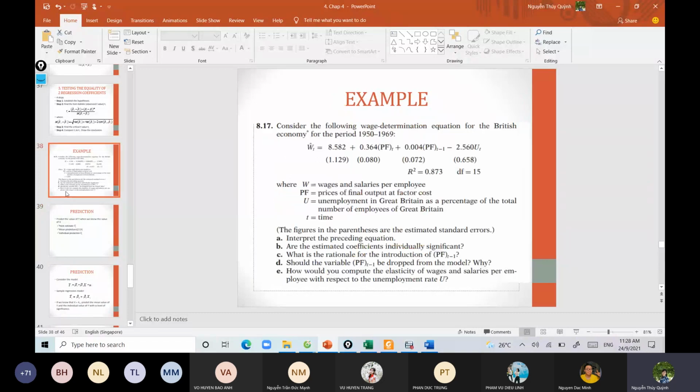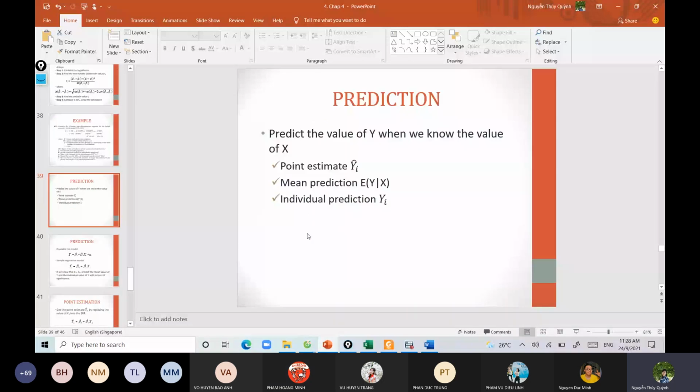So at home, study the exercise. Here I have an example, an exercise I took from the books. You can do this one at home, and if you have any questions, you can ask me. Next time we will study prediction. When we know the values of the independent variables, we can predict the value of the dependent variable. Any questions?